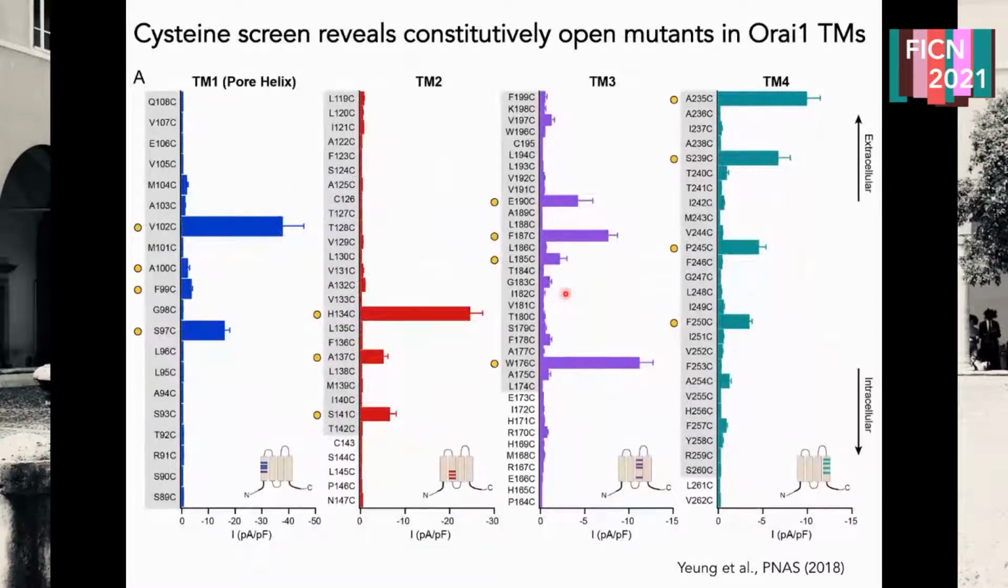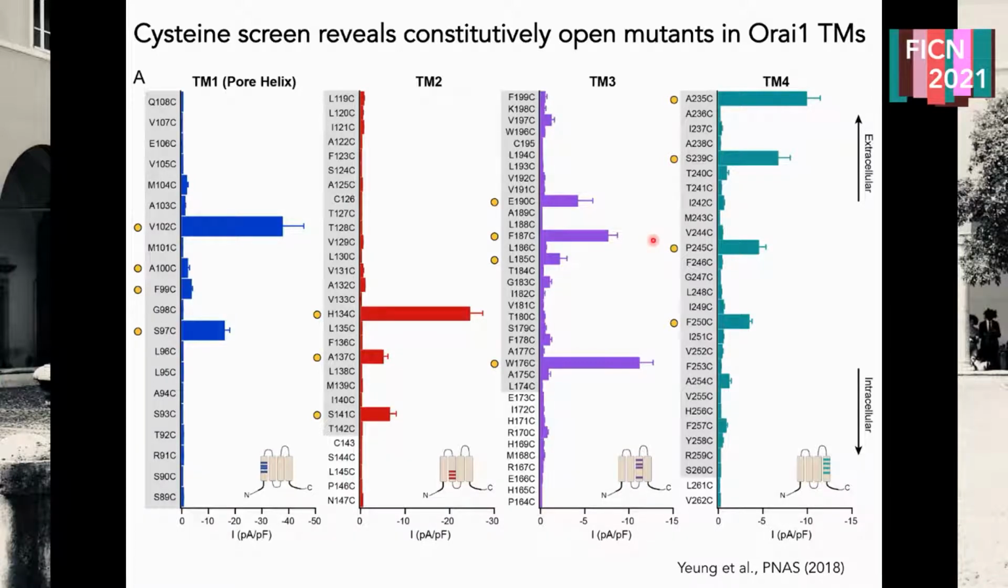So to look at that, Priscilla Young, a graduate student in the lab, took advantage of pre-existing cysteine mutants that we had generated in the lab when we were looking at cysteine accessibility analysis. And she also generated a variety of other cysteine mutations in all 4 transmembrane segments. This is a really deep mutagenesis scan in order to see which of these mutants or which of these loci are important for STIM1 activation of the channel.